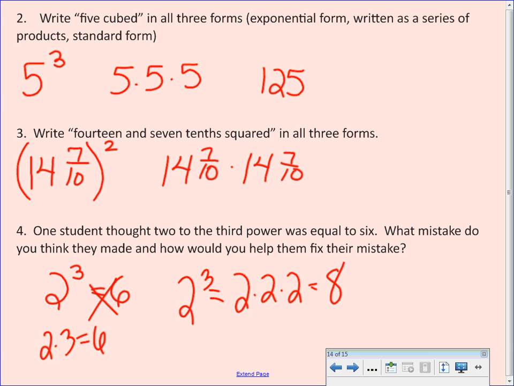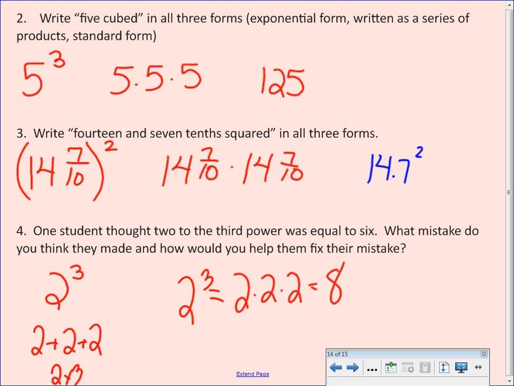Okay, very good. Or perhaps what this person did was not repeated multiplication. Perhaps they did repeated addition, which is the same thing as 2 times 3. You have to be careful. You could have written 14.7 squared. Absolutely. It did not specify whether it had to be a fraction or a decimal. So either way would be acceptable.